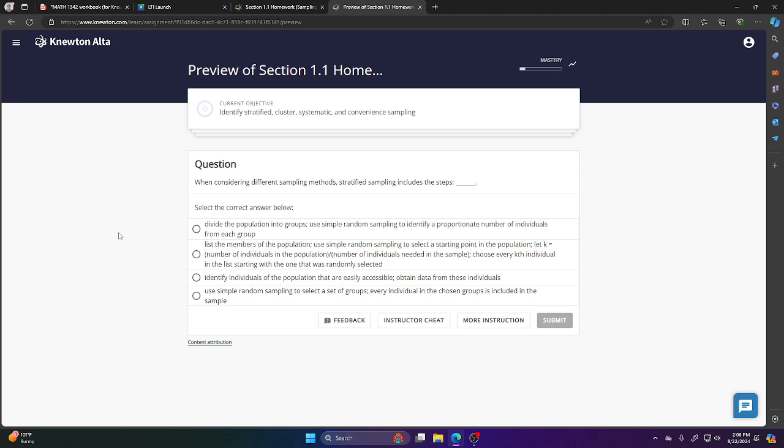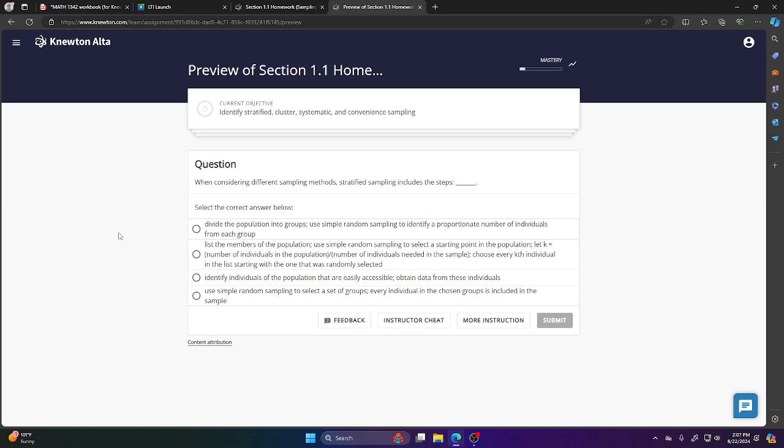When considering different sampling methods, stratified, what did I say stratified was? A little bit of everybody, right? So a little bit of everybody. Divide the population into groups, simple random sample to find a proportionate number of individuals from each group. Sounds pretty good. List the number of people in the population, simple random sampling, let K, that's a key to something else. That's systematic right there. Systematic all day long.